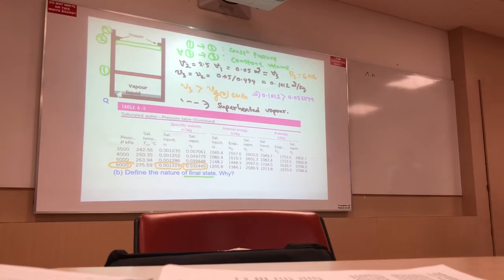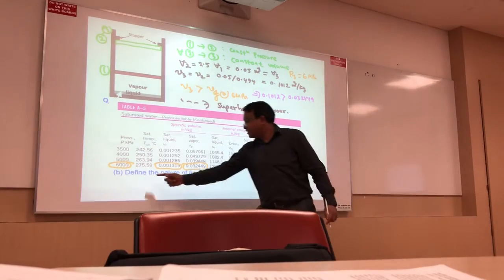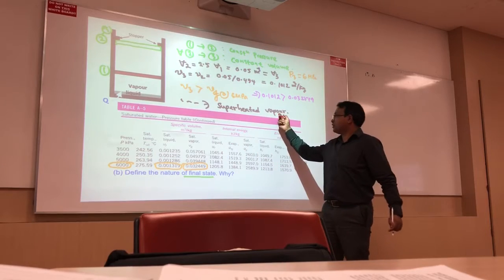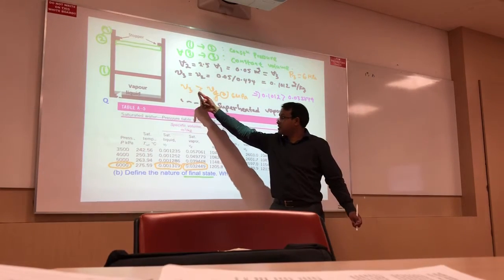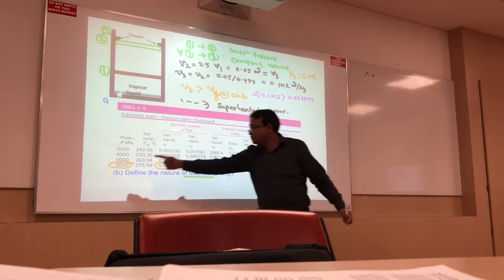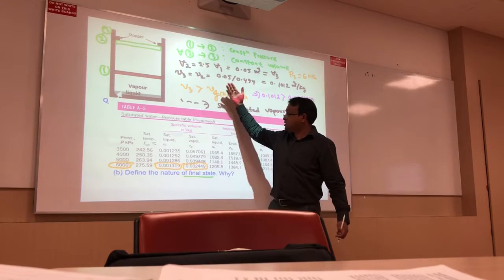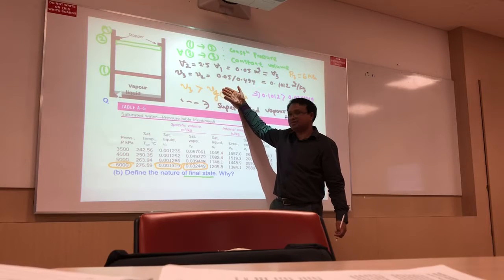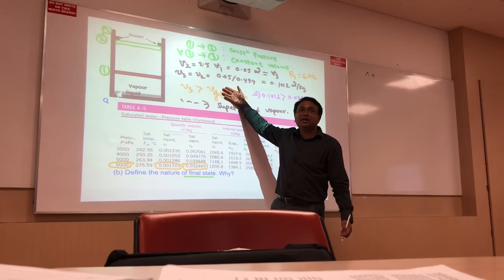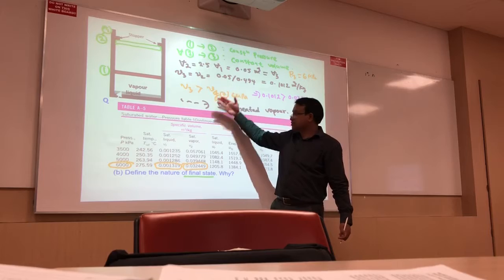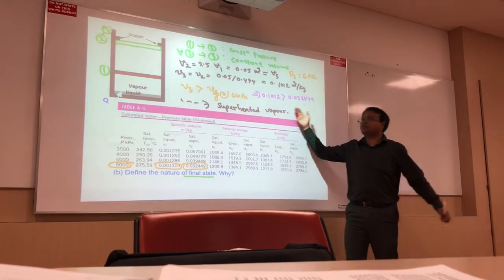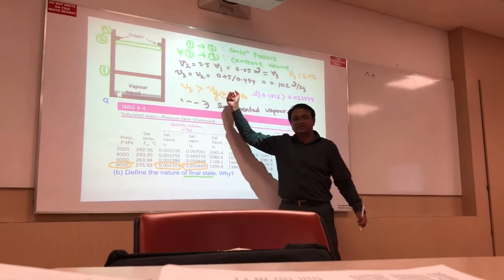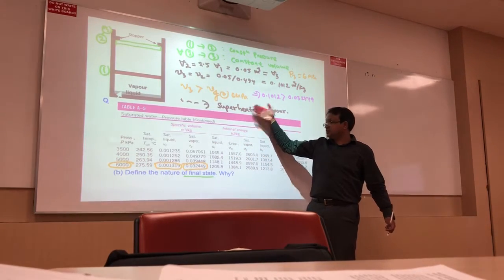Okay, so in this question I tell you, define the nature of the final state. This is the nature of the final state: superheated vapor. Why? V3 is higher than Vg with respect to 6 megapascal. If you do not write this, some numbers will be penalized. You cannot just write superheated vapor. You have to define why. V3 is higher than Vg. That's why superheated vapor.